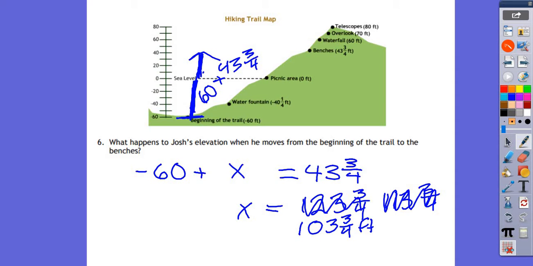Is that going to be an increase or decrease in elevation? Increase in elevation. And what tells you increase? Because you're positive and you're going up in elevation.